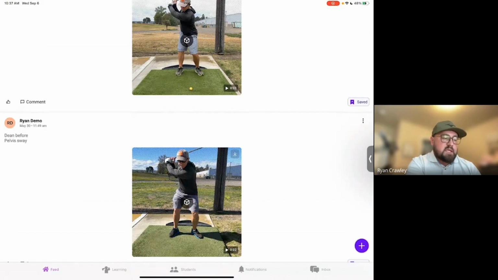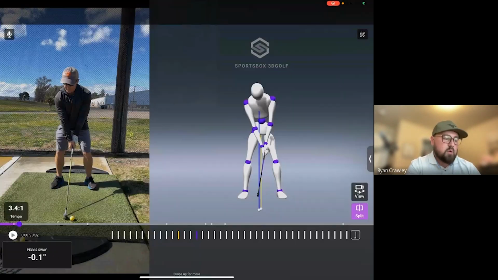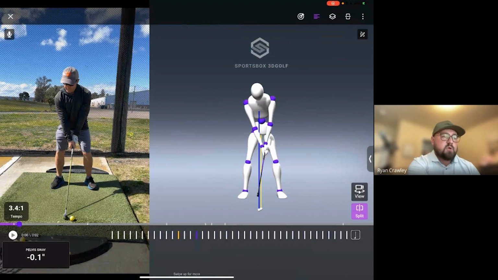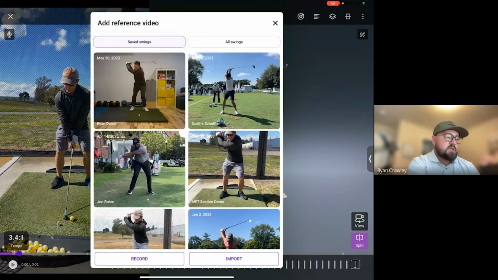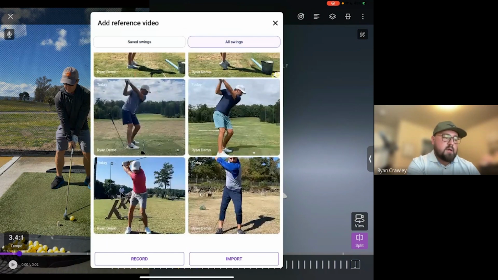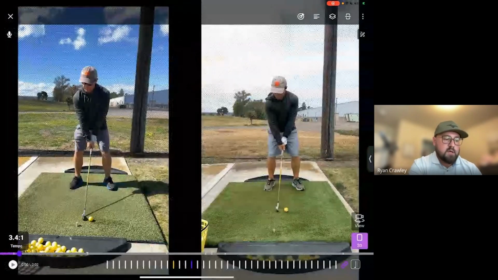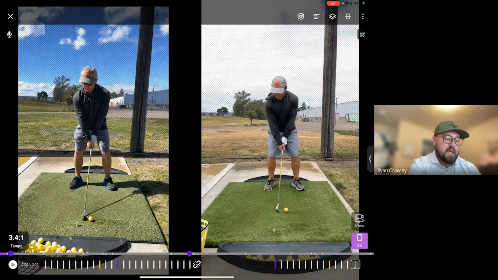If I use Dean here as an example, we were working on him not swaying so much in the backswing. I'm going to pull up both of his before and after swings, and I'll draw a line for us to see the difference in his swing. Then we'll look at it in 3D to really highlight this.